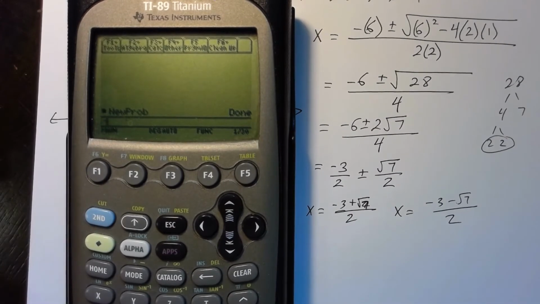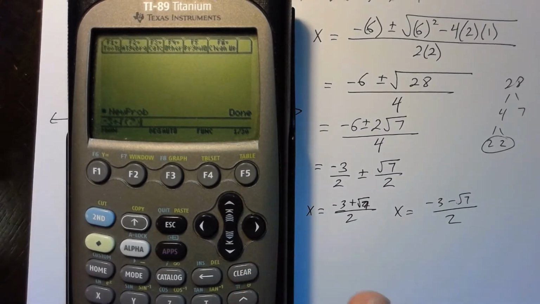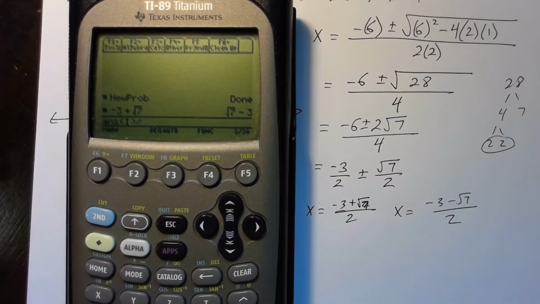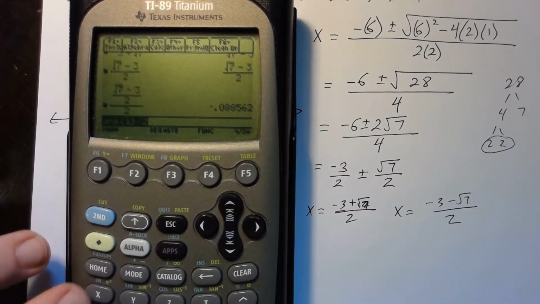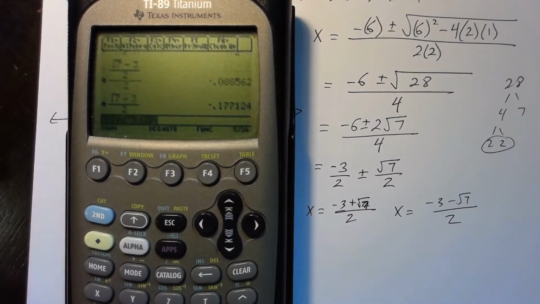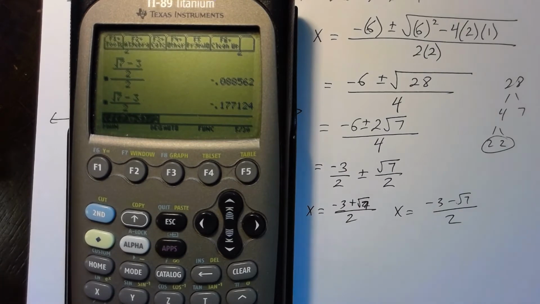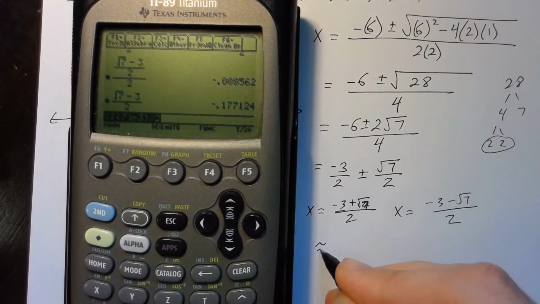So, for instance, negative 3 plus the square root of 7, and then I'm going to divide that whole thing by 2. That's going to give me, approximating to, let me make sure that does that correctly, give me this one, alpha. There we go. So approximately negative 0.177 as the answer for this one.